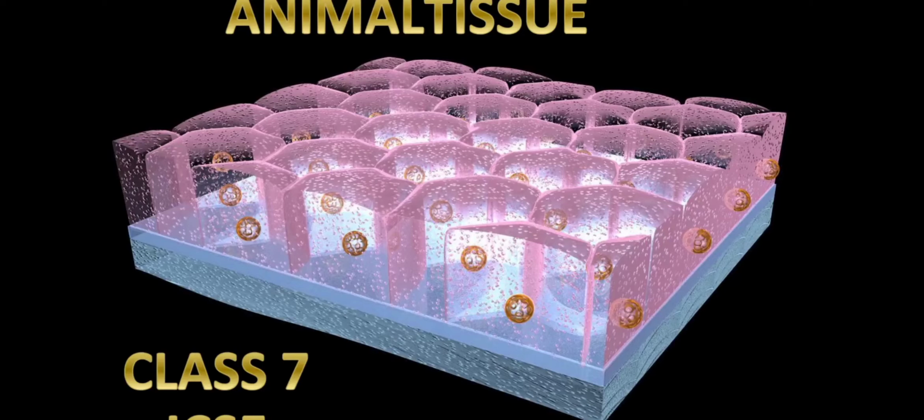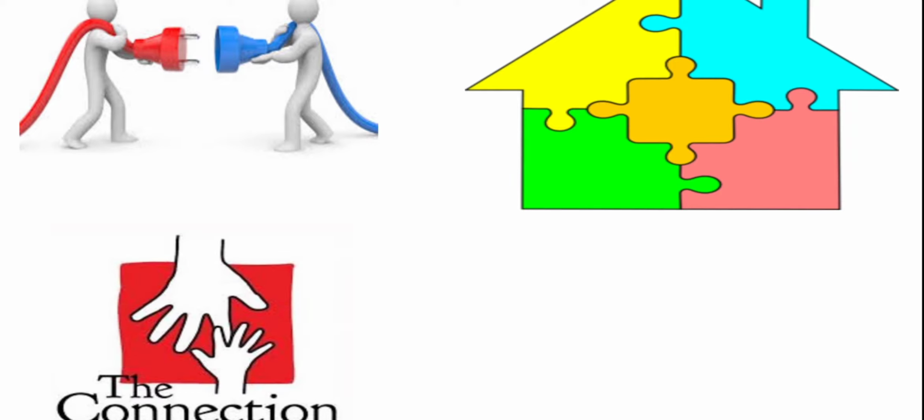Hello students, in this part we are going to learn about the connective tissue. Connection is very important. It may be an electrical circuit or a puzzle. It's incomplete in the absence of connections.